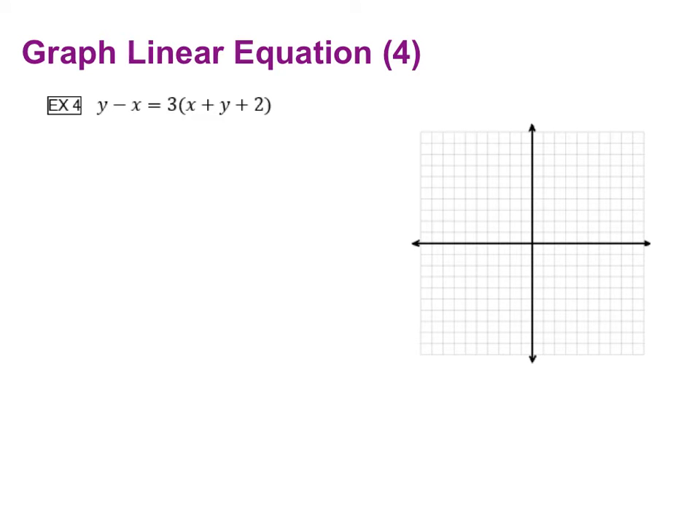So first thing, I see this 3 in front of parentheses, so we're going to do some distributing. We basically have to clean up this equation a little bit. That's going to give us 3x plus 3y plus 6.